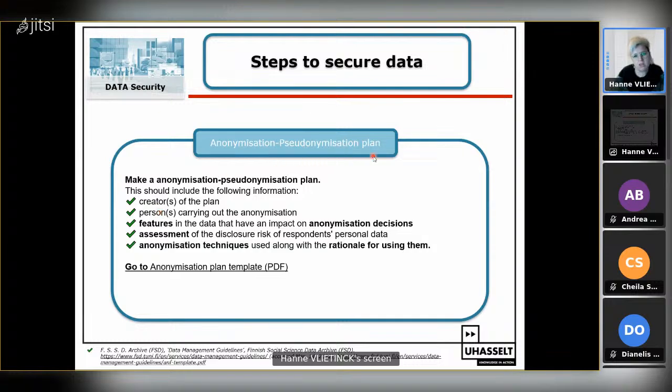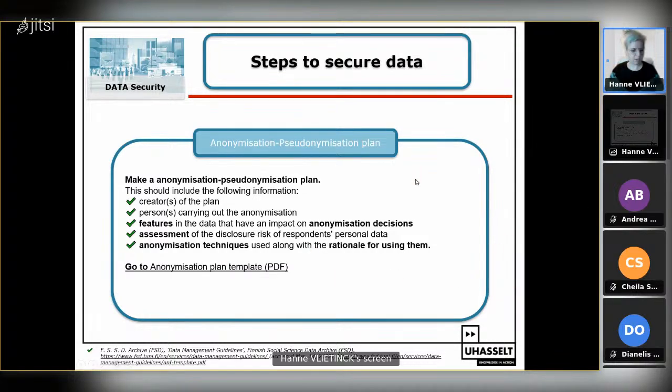So this is just a tool, a document, where they describe clearly who made this anonymization pseudonymization plan, who are the persons carrying out anonymization, are there features that will impact the anonymization decisions, is there an assessment that will be done, and what anonymization techniques they have chosen, and what is the rationale for that.